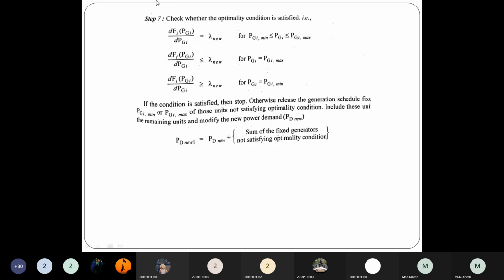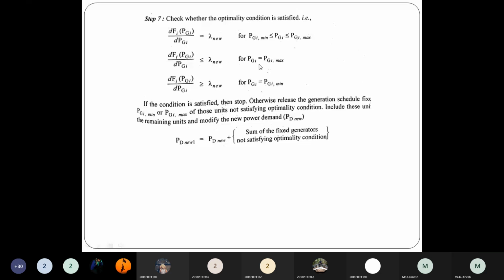general equations. Next, I have to differentiate one time for all the constraints. So the optimality condition is satisfied means I have to differentiate each and every term one time. So dfi PGA by dPGA, I make it the lambda new. The operating limit is PGA minimum to PGA max. So next is dfi PGA by dPGA, which is less than or equal to lambda new.